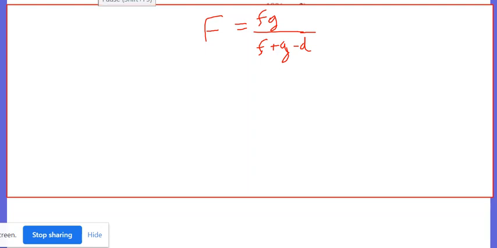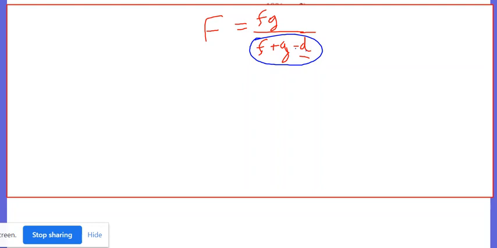So we are trying to get the d by itself. So this is the d that we want to get by itself. And right now that d is in the denominator, and that's not super helpful for us. So we really need to liberate all of this stuff in the denominator out of the denominator. So what is the opposite of dividing by small f plus g minus d?